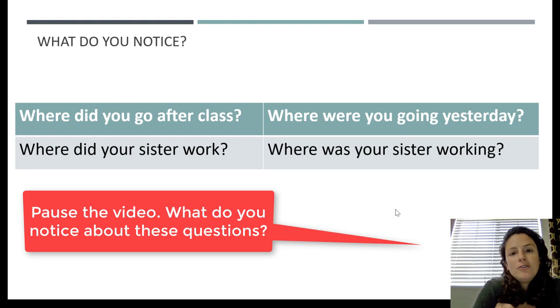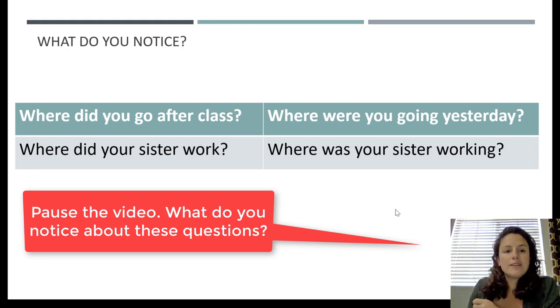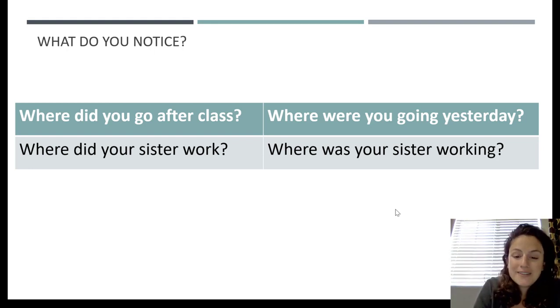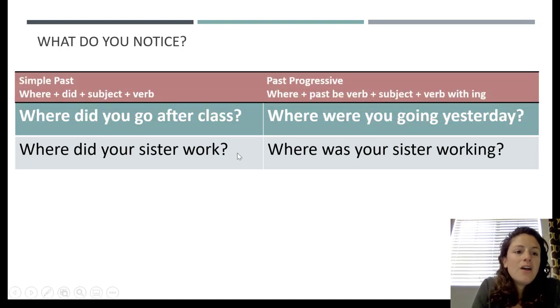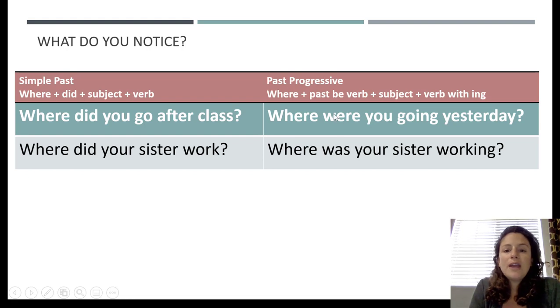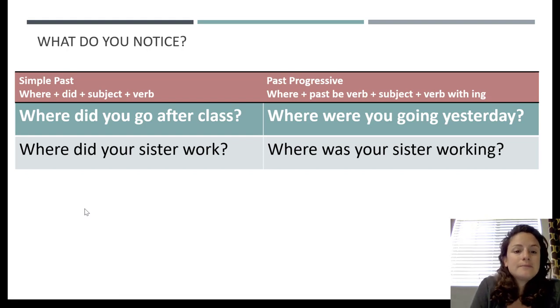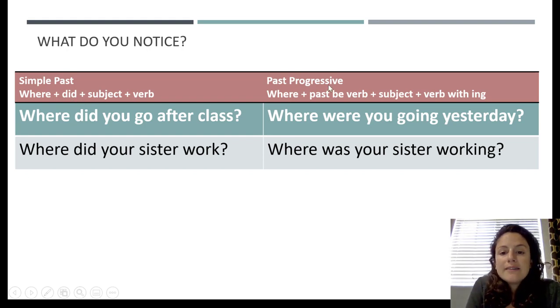Again, pause the video and take some time to read the sentences. What did you notice? On the left, we have simple past, and on the right, we have past progressive. The rules change a little bit with the past. Instead of do or does, we use did. For past progressive, we use the past form of the be verb. Where were you going? Where was your sister working?